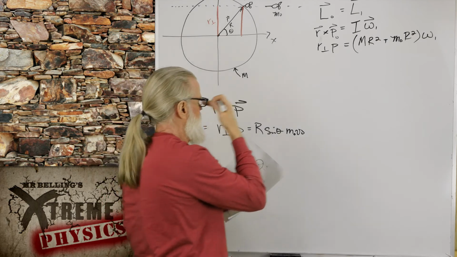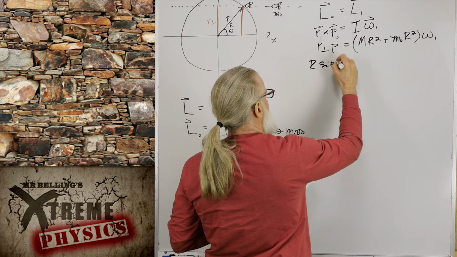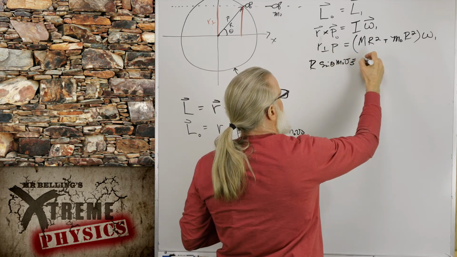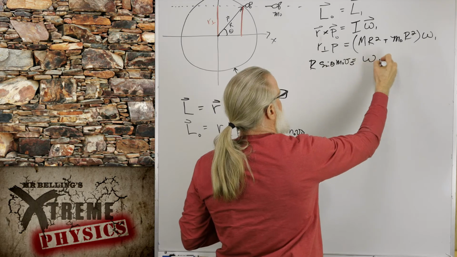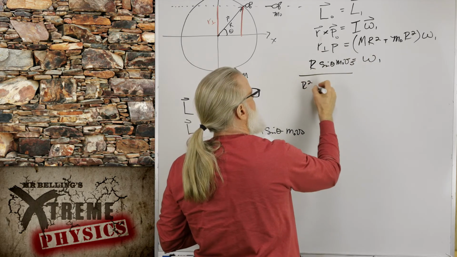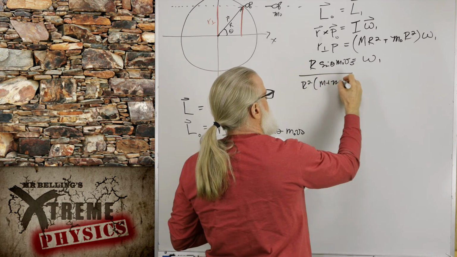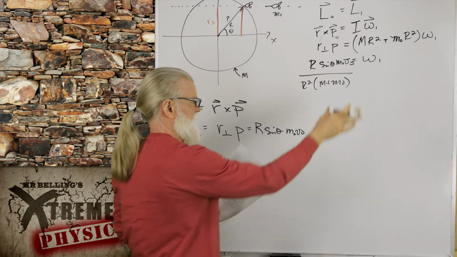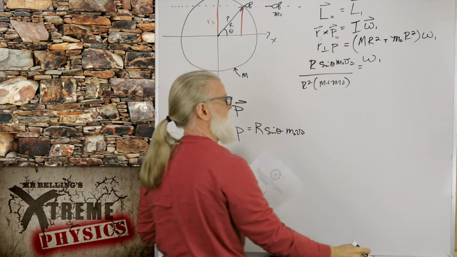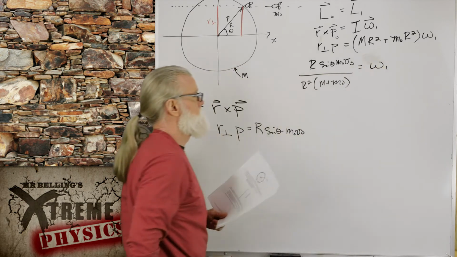All right. Well, this is just r sine of theta, m0, v0. I'll just solve for omega 1. That's easy enough to do. We got r squared, and we have m plus m0. All right, so there's our omega. That's kind of crowded in there a bit. Let me rewrite that. Omega 1, there we go.